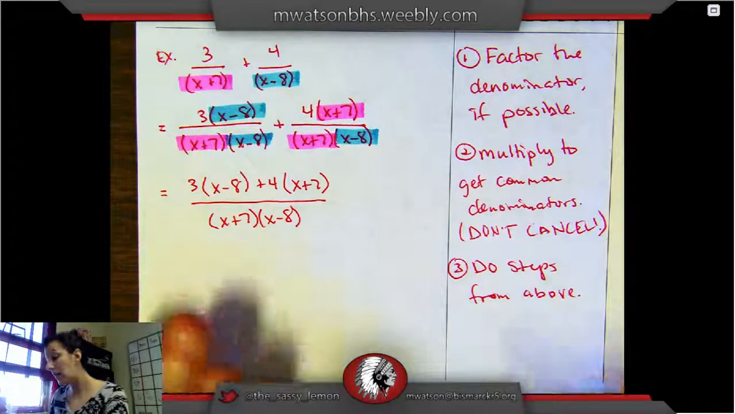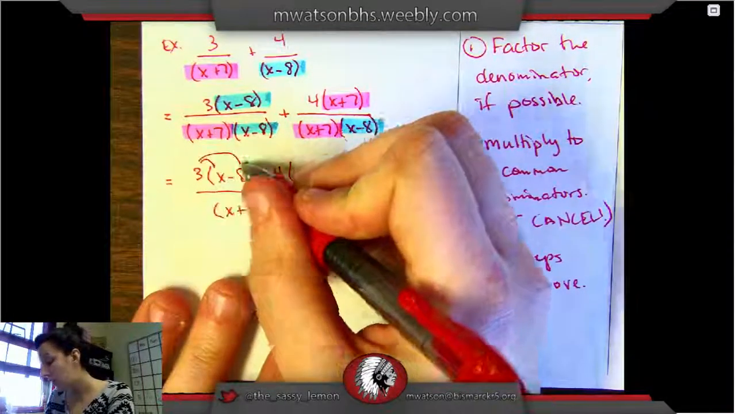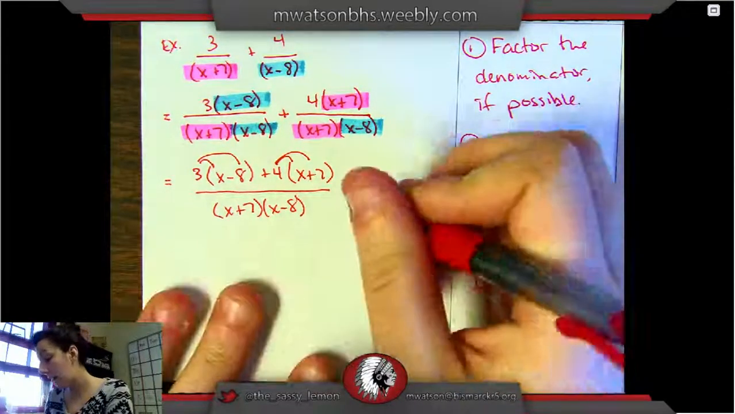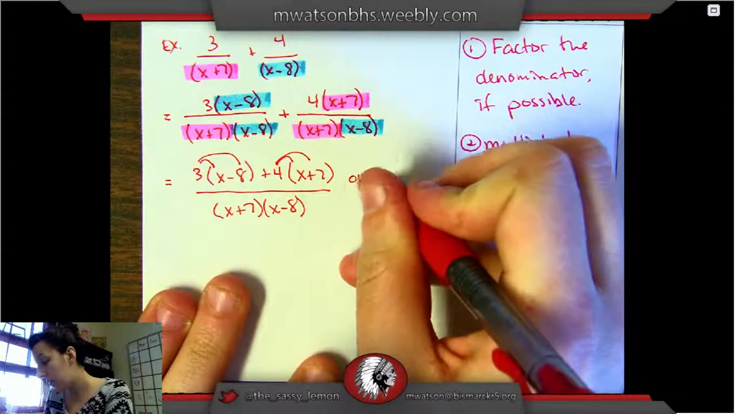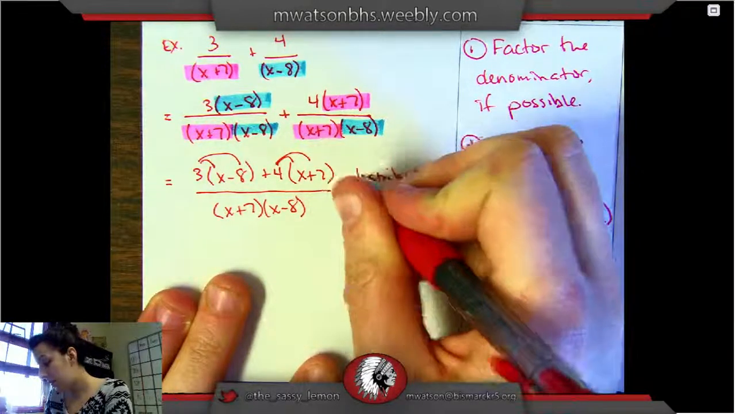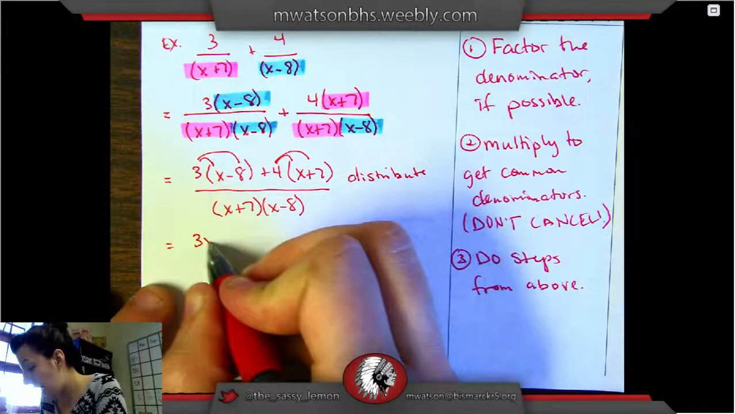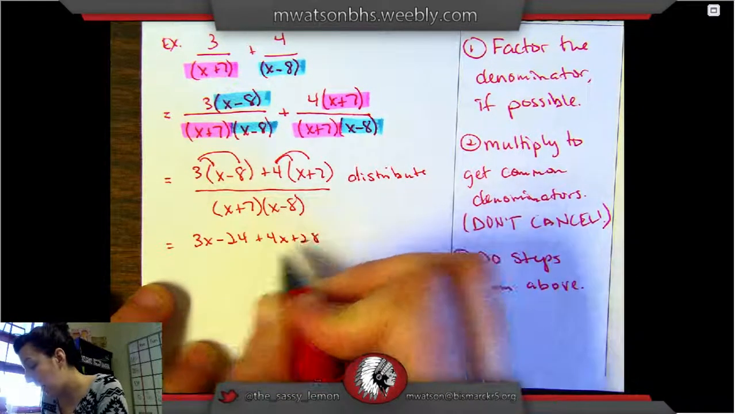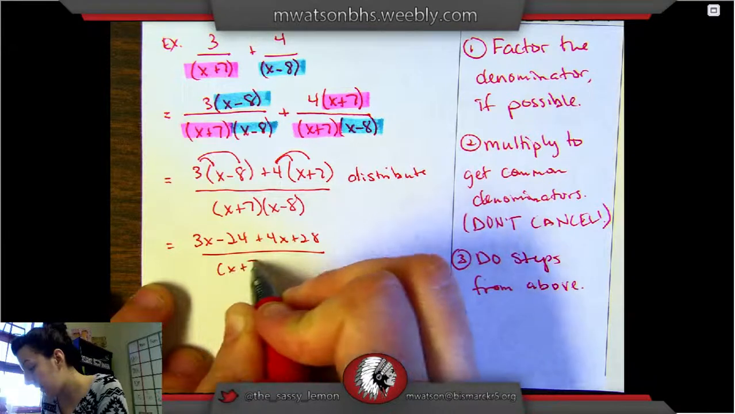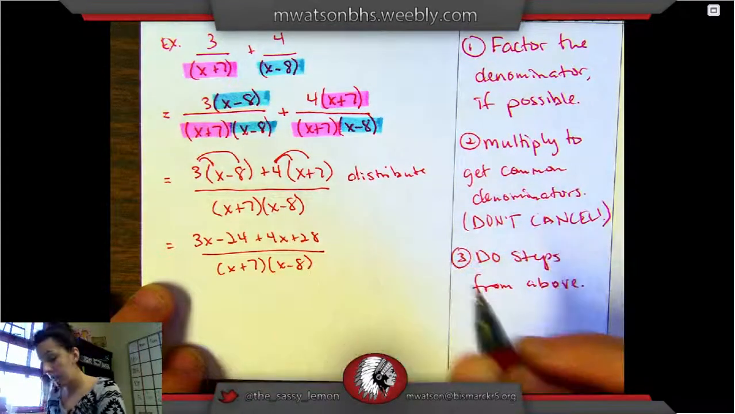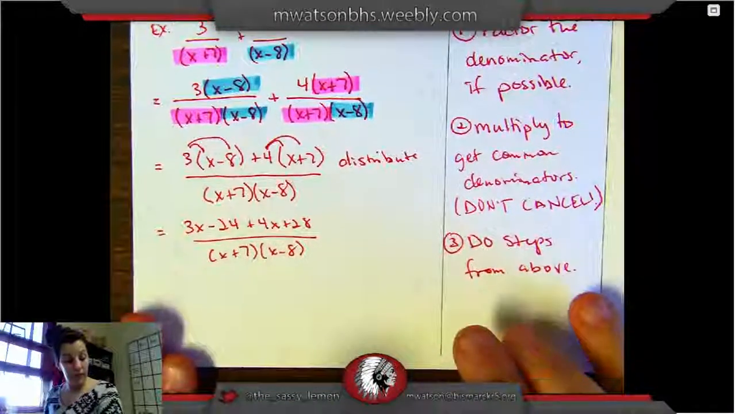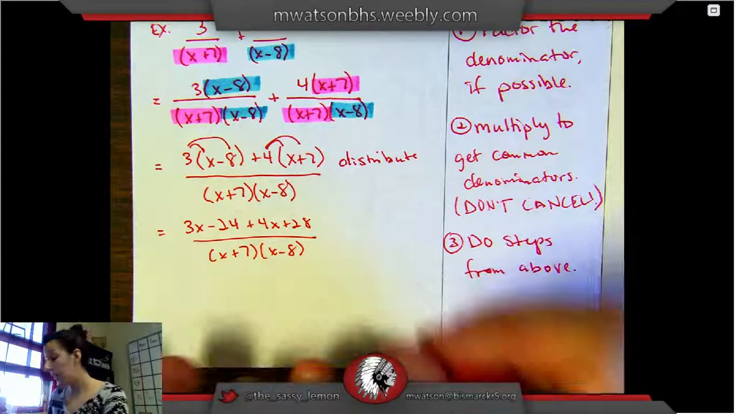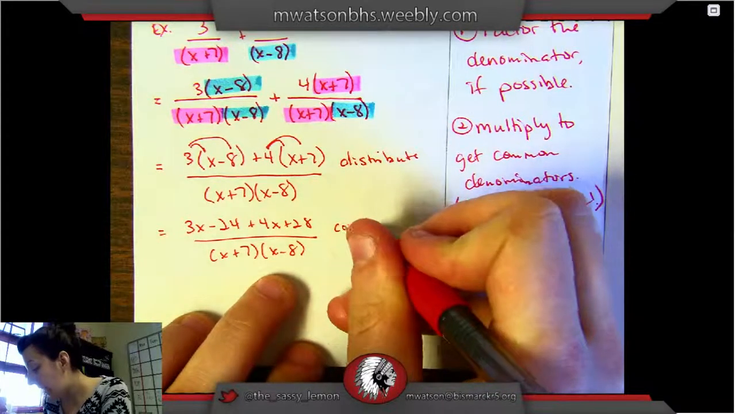Can't do that. So instead, we're going to distribute these constants out front, and then we're going to combine like terms. So first distribute, and we end up with 3x minus 24 plus 4x plus 28 all over our denominator. And now that numerator is still a huge quantity, we need to combine like terms.